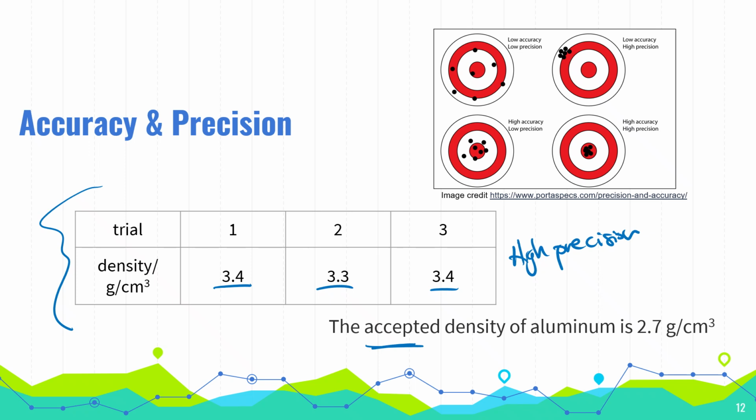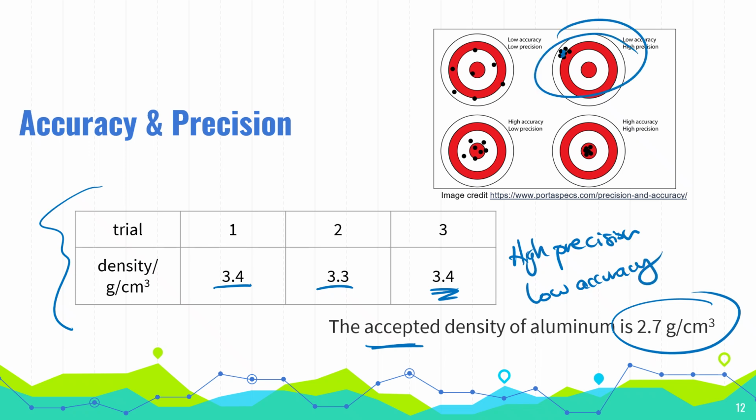The accepted density of aluminum is 2.7 grams per cubic centimeter, and I got significantly more than that. And so we're going to say high precision, low accuracy. We got the same thing over and over, but we didn't get what we were supposed to get. There were some sources of error in our investigation. Our scale wasn't calibrated. That means that it was measuring incorrectly every time, or we were doing something else wrong. We were doing it wrong the same way over and over, which is why we got that precision, but something was definitely wrong for us to have such low accuracy.